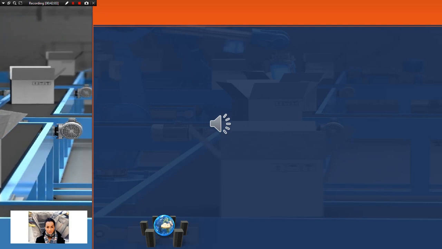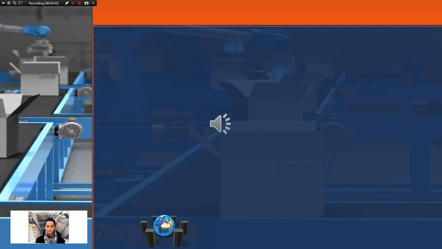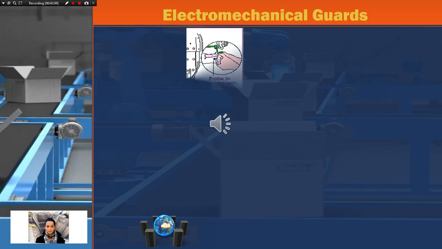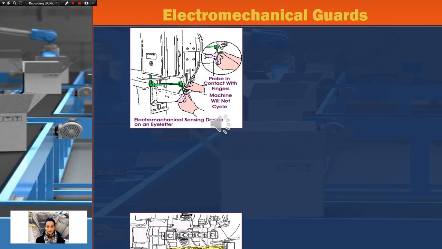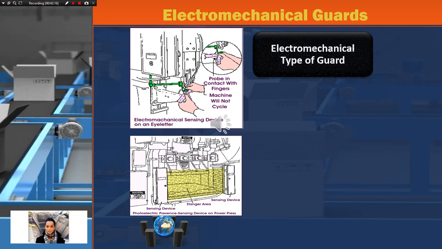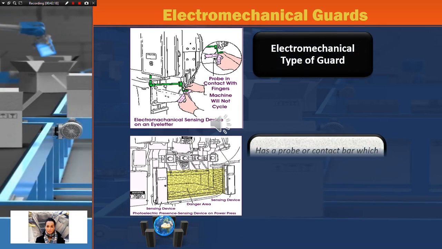Electromechanical guards. It has a probe or contact bar which descends to a predetermined distance when the operator initiates the machine cycle. If there is an obstruction preventing it from descending its full predetermined distance, the control circuit does not activate the machine cycle.